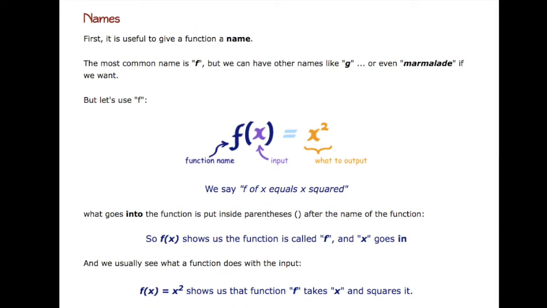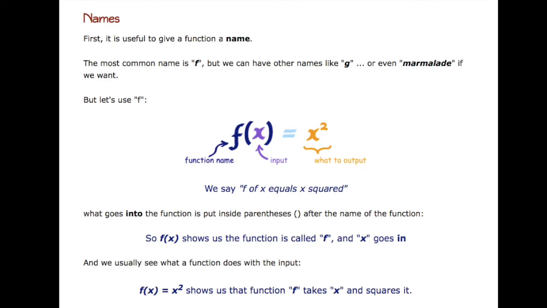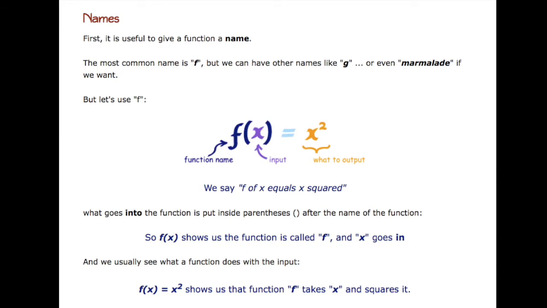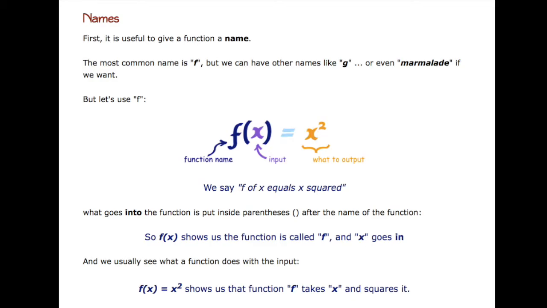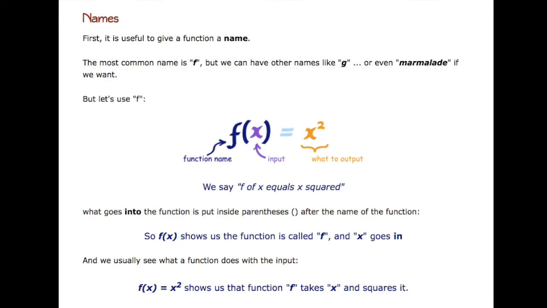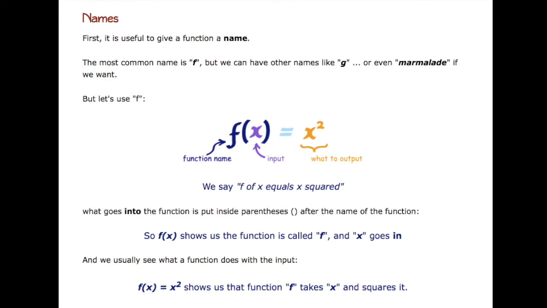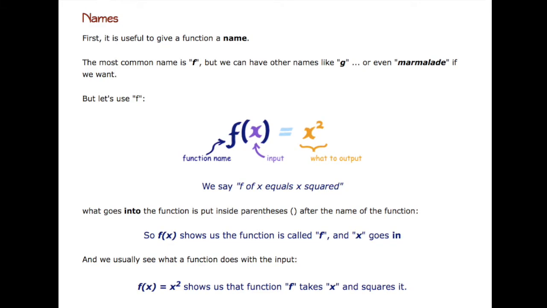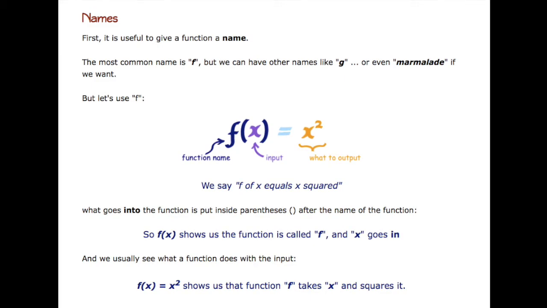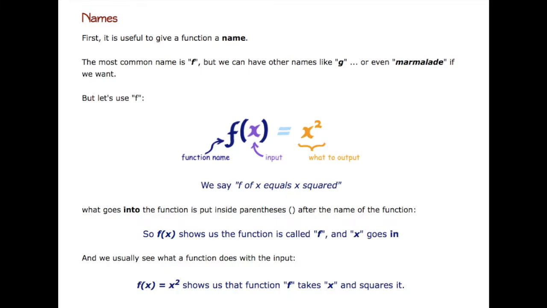First, it is useful to give a function a name. The most common name is f, but we can have other names like g or even marmalade if we want. But let's use f. We say f of x equals x squared. What goes into the function is put inside parentheses after the name of the function. So f of x shows us the function is called f, and x goes in. And we usually see what the function does with the input. f of x is equal to x squared shows us the function f takes x and squares it.